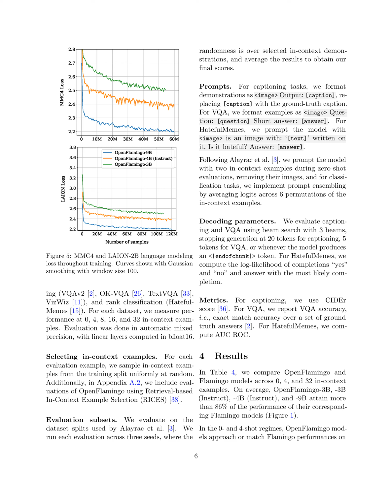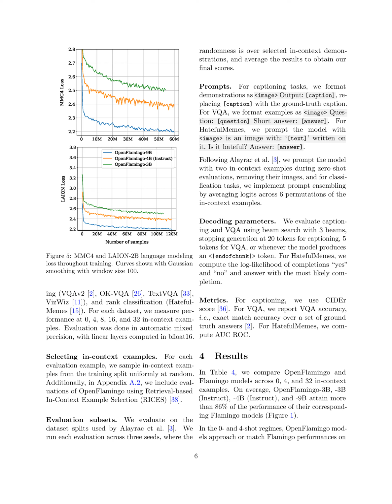For classification tasks, we used an ensemble approach, averaging the logits across 6 permutations of the in-context examples. We used a beam search with 3 beams to evaluate captioning and VQA, stopping generation at 20 tokens for captioning, 5 tokens for VQA, or whenever the model produced an end-of-chunk token. For hateful memes, we calculated the log likelihood of the answers, yes and no, and chose the most likely one.